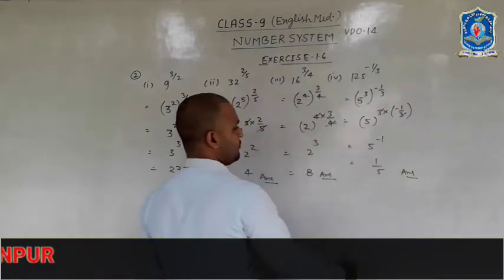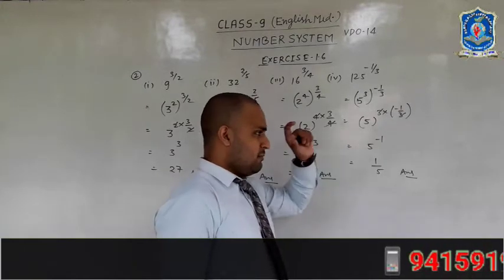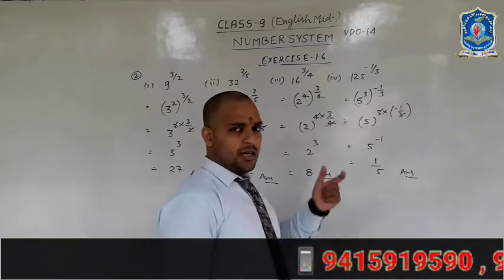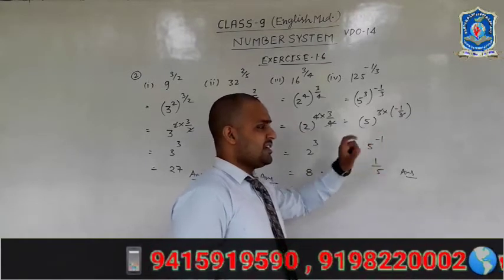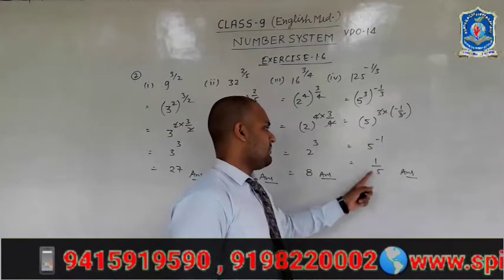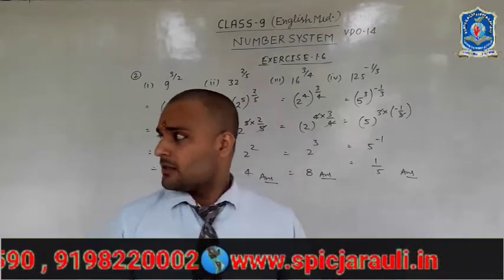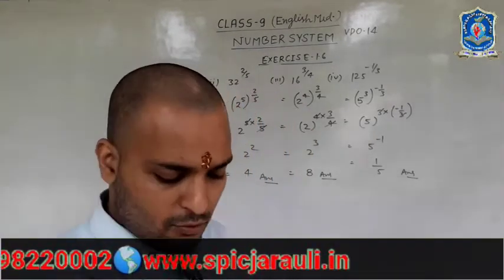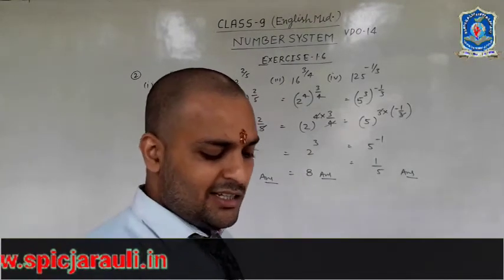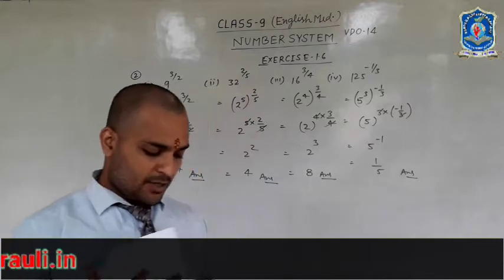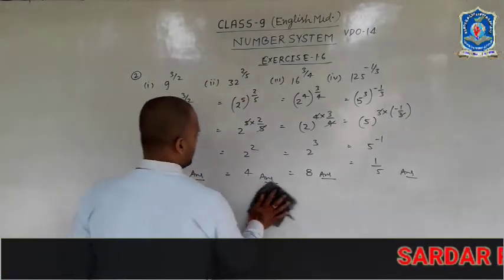Laws of exponents are used 2 times here. The first one is the product rule of laws of exponents, and in this, 5 to power minus, the negative sign is replaced into 1 by 5. This is the law of exponents. Okay. In question number 2, 4 questions are completed. Now in question number 3, simplify easily. Okay. Again using laws of exponents.